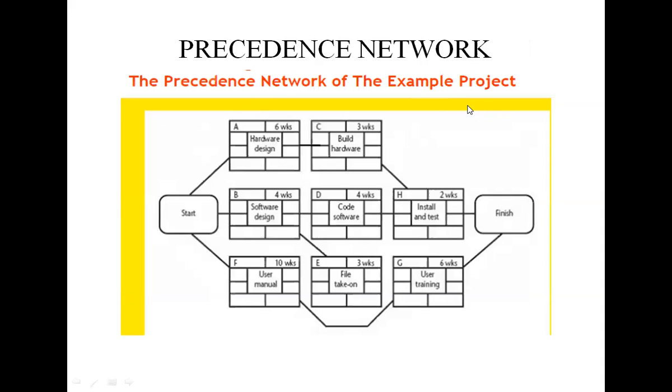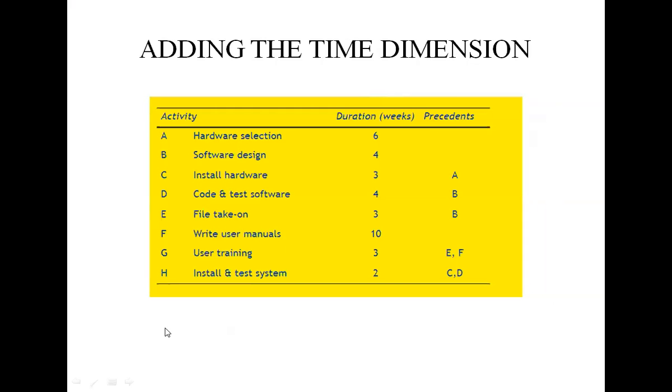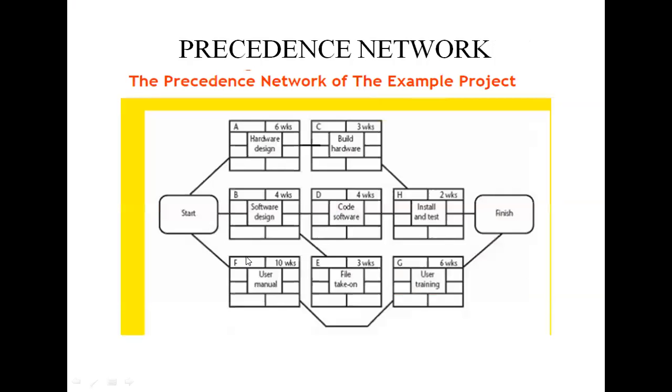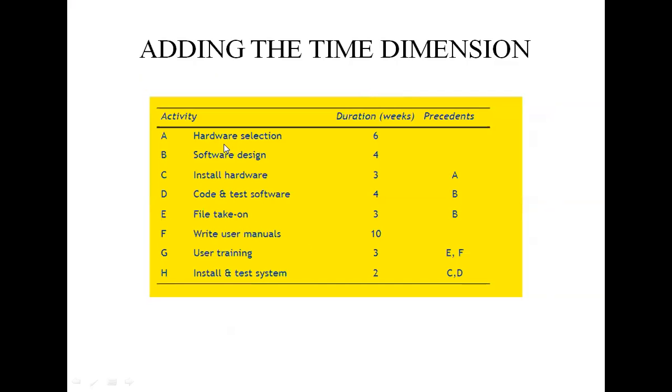So this is the precedence network example. We are adding a time dimension to each activity. Here, hardware selection duration is 6 weeks. We provide no precedence.